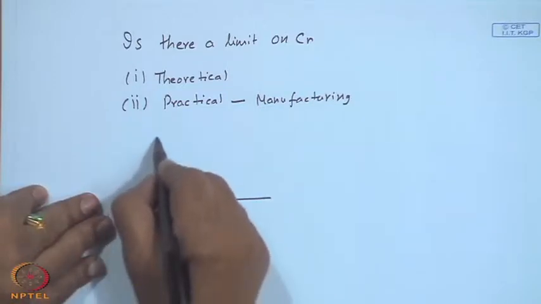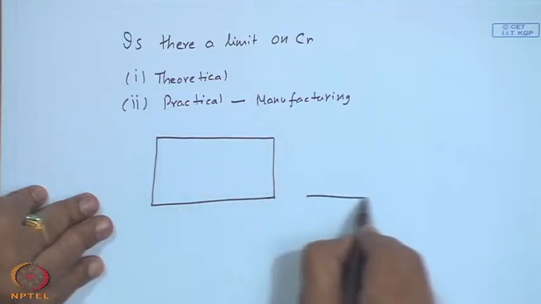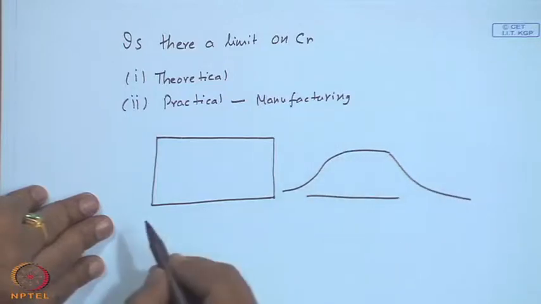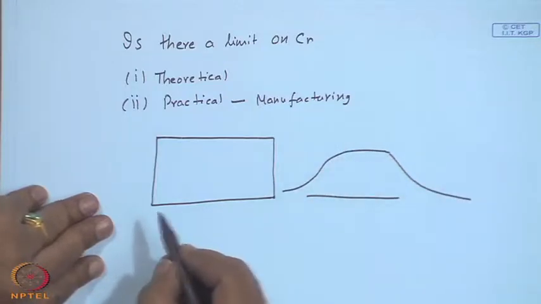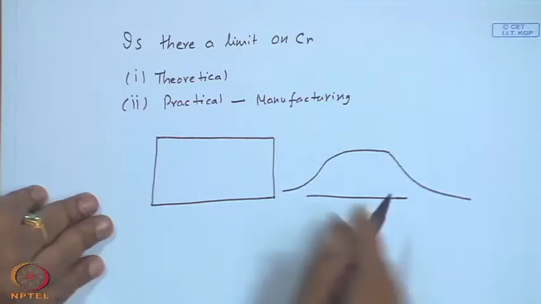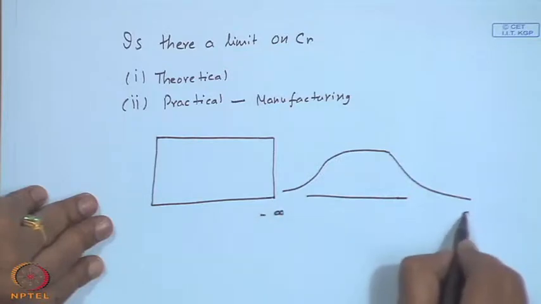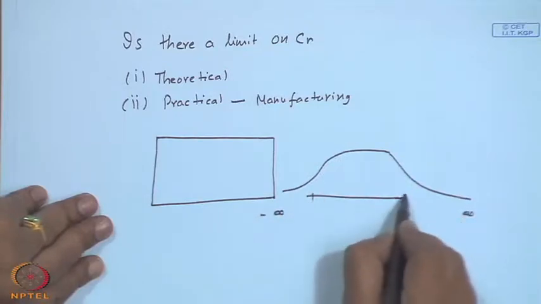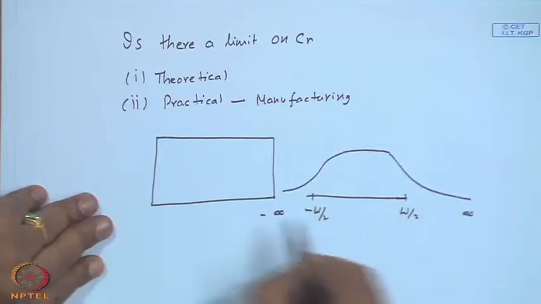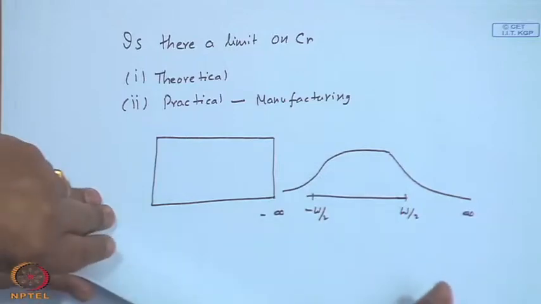my distribution will not be a perfect rectangle like this, but it may be something like this, going much beyond the receiver, and technically I may have to integrate from minus infinity to plus infinity, whereas this may be from minus w by 2 to plus w by 2, and intensity also may not be uniform. This is one aspect.